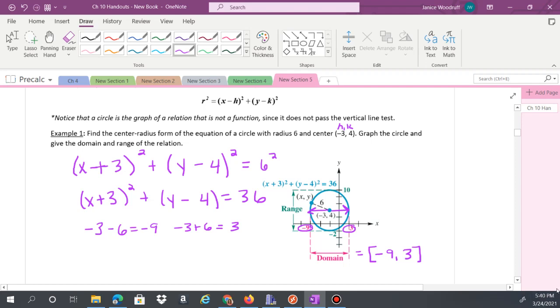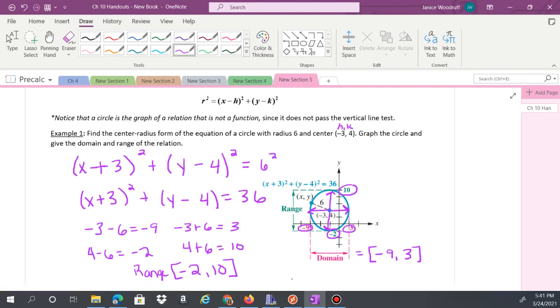And then you'd use the 6 as well with the range. So you'd subtract 6 and add 6, but this time to the y value. So 4 minus 6 gives you -2, which gives you this value right here. So you go down 6. And then 4 plus 6 gives you that 10. So the range, bracket -2, 10. Okay, when you're doing that, the circle is always going to have a bracket.